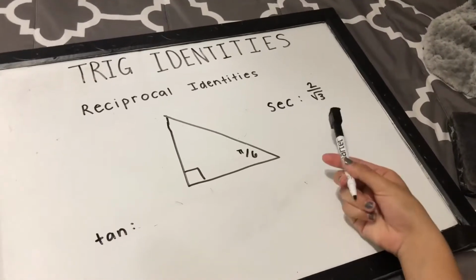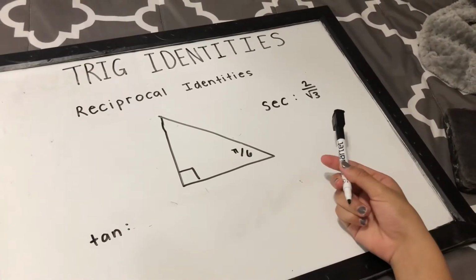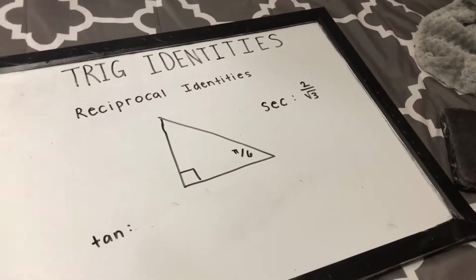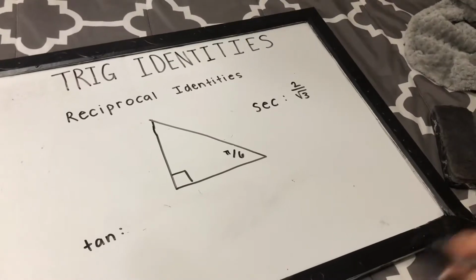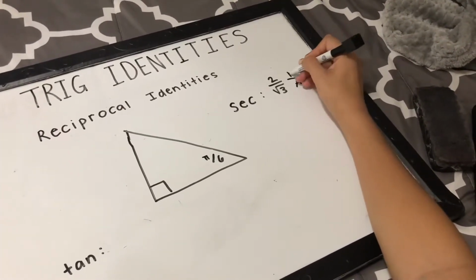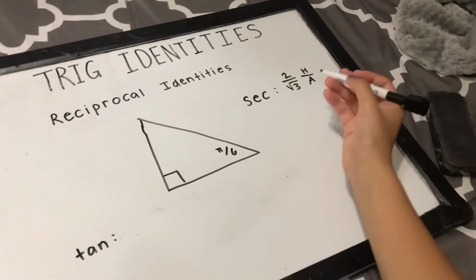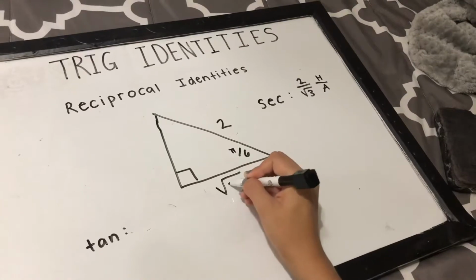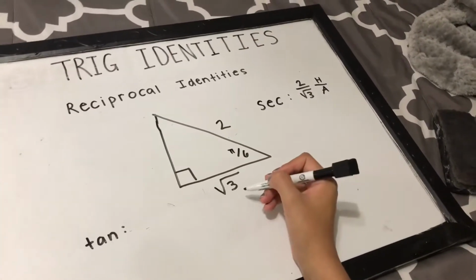Now, you know by the properties of the secant that it is the reciprocal of cosine. And what's cosine? Cosine is adjacent over hypotenuse. So since this is the reciprocal, it's the opposite. And now you know that the hypotenuse is 2 and the adjacent side is root 3.